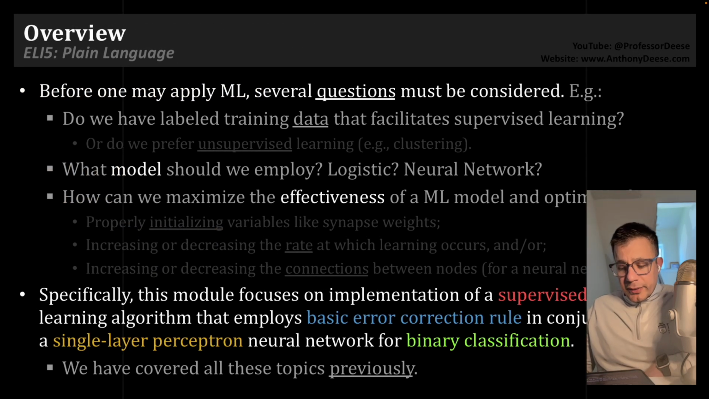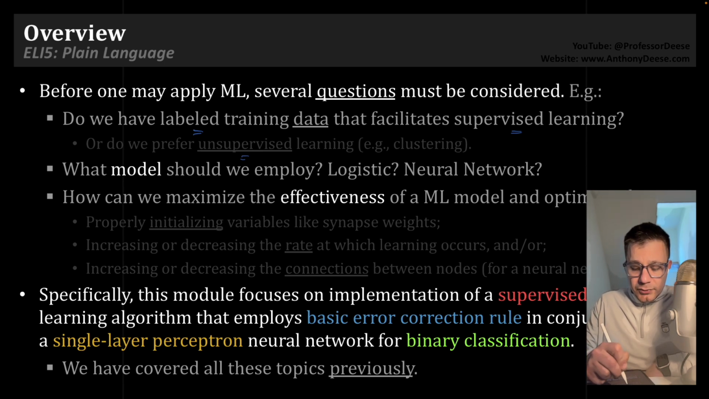Before we can apply machine learning, there are several questions that must be considered. For example, do we have labeled training data that facilitates supervised learning if we want to use supervised learning? Or do we prefer to use an unsupervised approach, such as that associated with clustering? What model should we employ? A logistic regression model, a neural network? There's many different options there.